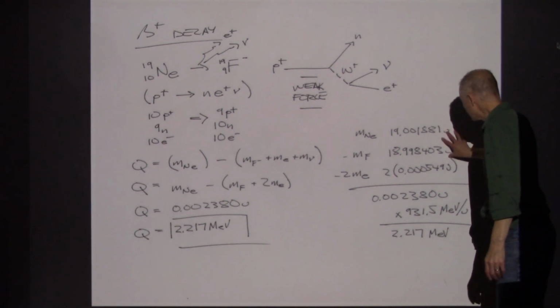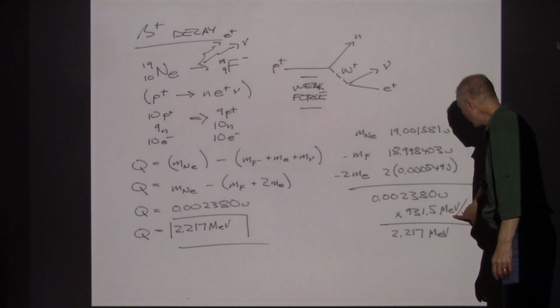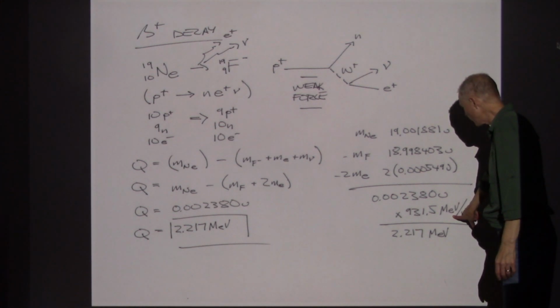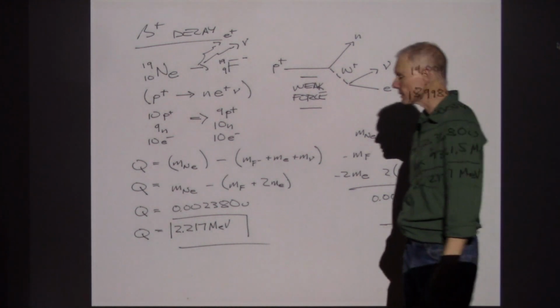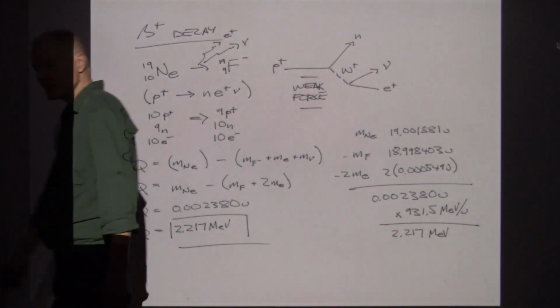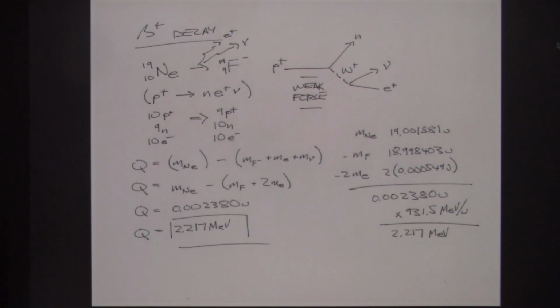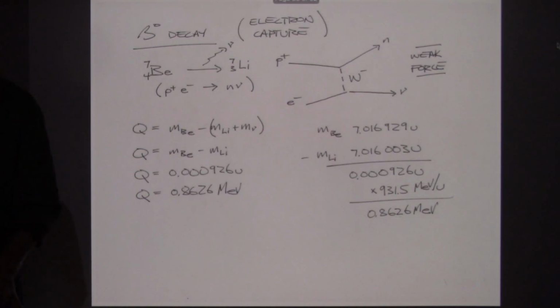So when I did this, I got the missing mass. This is my Q value. I'm going to multiply this by 931.5. There it is. That's the total amount of energy that's going to be released in this reaction. It's going to release 2.217 MeV. If I don't count my electrons correctly, that could throw the numbers off significantly. So I absolutely have to get the electron count correct.